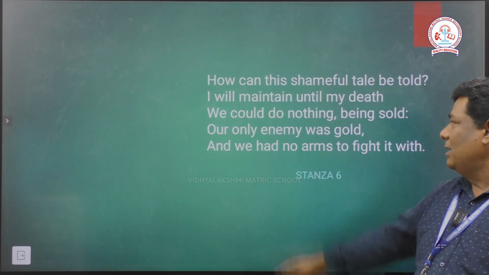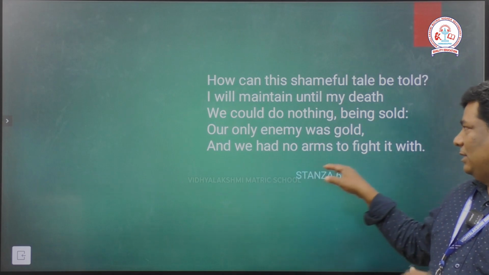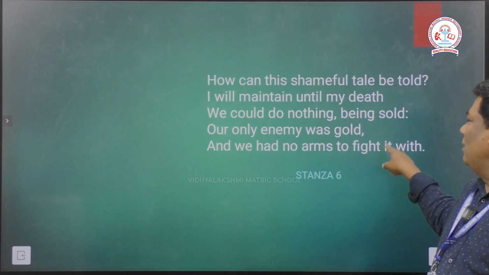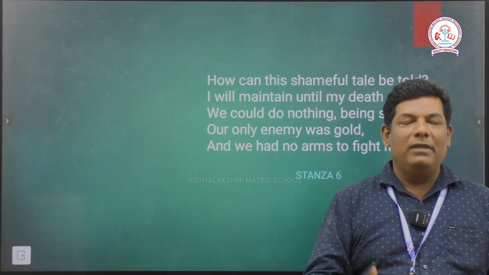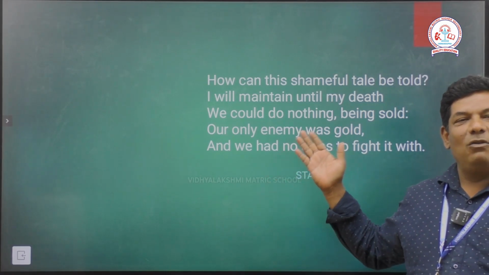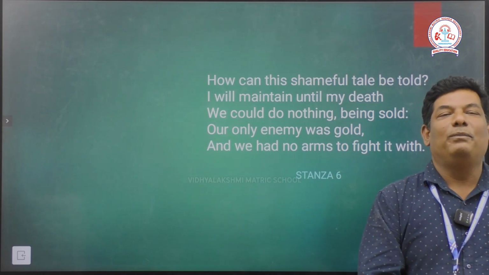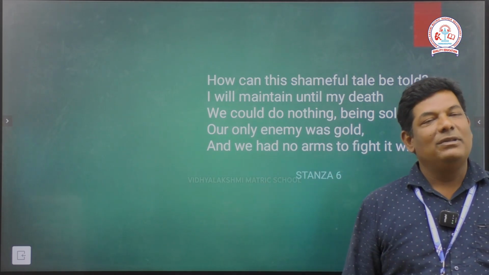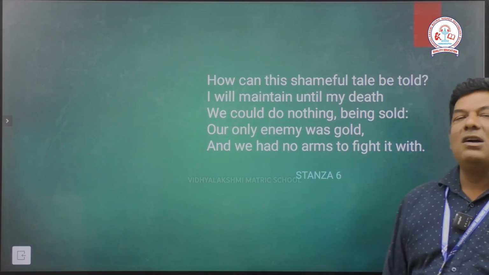And finally he says, we had no arms to fight it with. Of course, you think about this line twice: we had no arms to fight it with. It means gold. When the enemies appear in front of us, when there's a real fight, we can fight them with weapons. We can kill them, we can defeat them. But we do not have any kind of weapons to fight the greediness of people like this, or the desire of people like this. So the desire, the greediness for the gold brought down the great castle today.